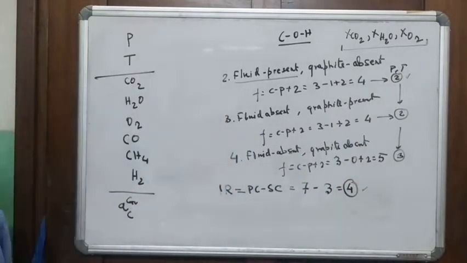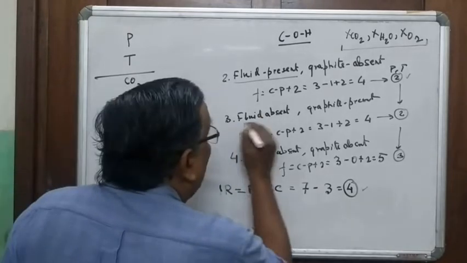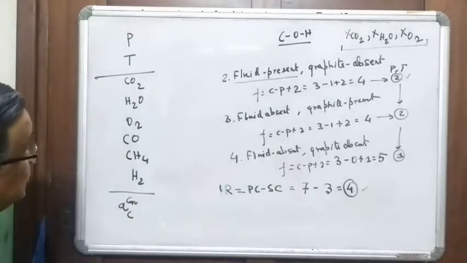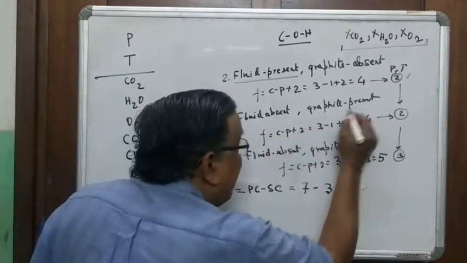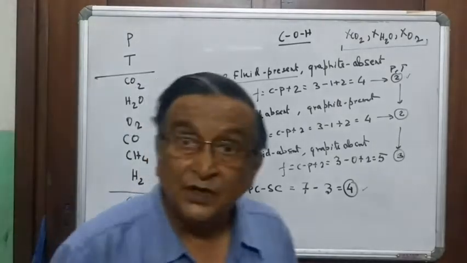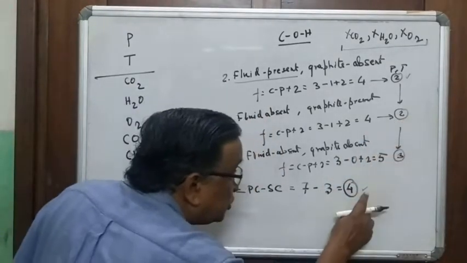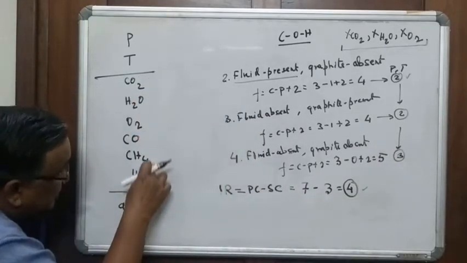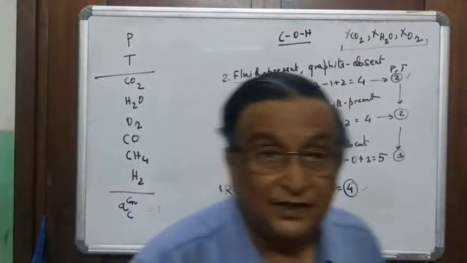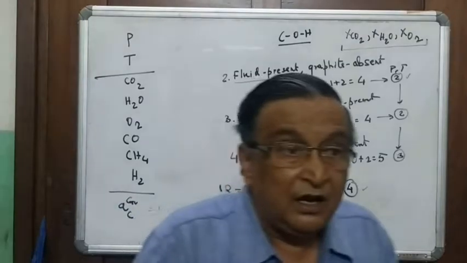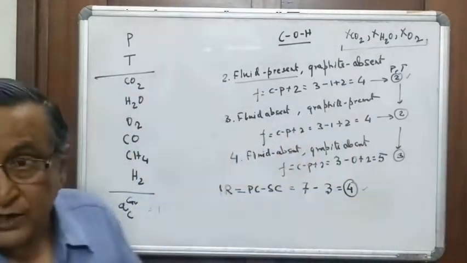In case number 3, it is fluid absent this time, so that equation that you are using is out of this. So now what you do here is graphite present. So the moment you have graphite present, your activity is equal to 1. So now you see 4 plus 2, 6. 2 input data plus 4 equations. You can find out this 4, 6 variables. Do you see that? Don't mug up, just think logically and all will be fine.